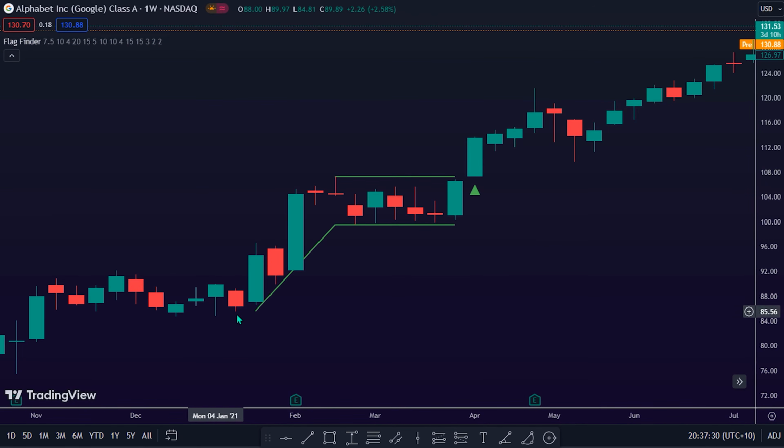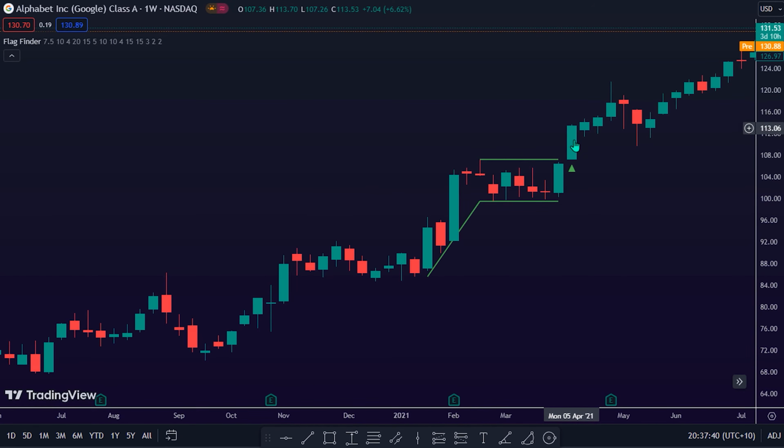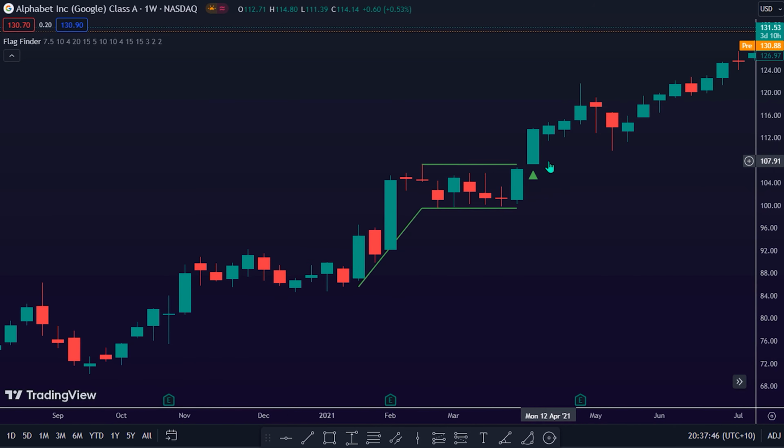The primary purpose of the Flag Finder indicator is to provide a potential continuation breakout point on the price chart through the formation of flag breakouts on the trading chart. This is a very powerful tool for all technical analysis traders using chart pattern breakouts in their trading strategy.